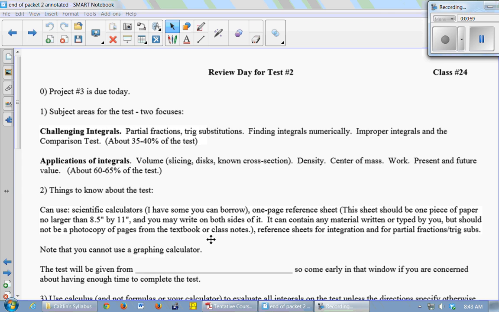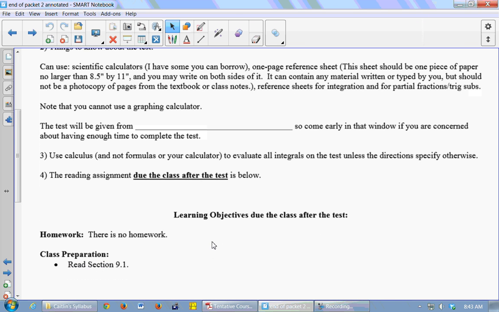So things to know about the test: you can use a scientific calculator, and I have some that you can borrow if you don't have one. You can use your one-page reference sheet that you make yourself. As usual, 8.5 by 11, you can use both sides. Any material written or typed by you, but not a photocopy of someone else's notes or pages from the textbook or your class notes.